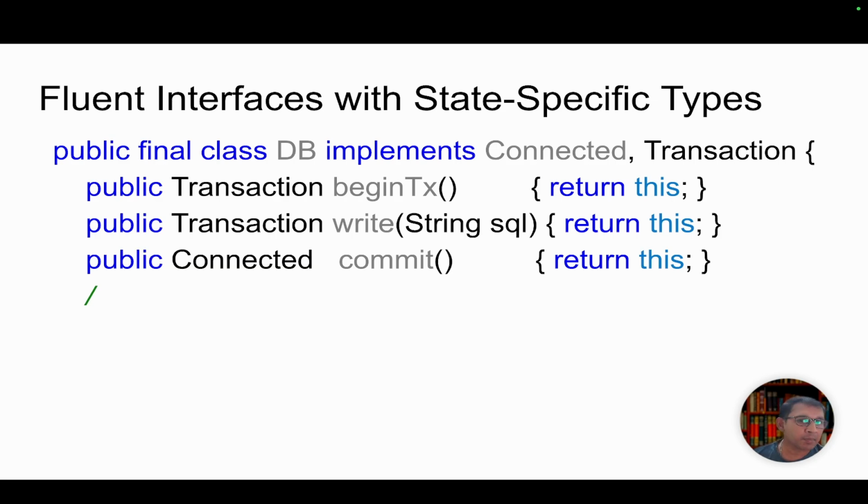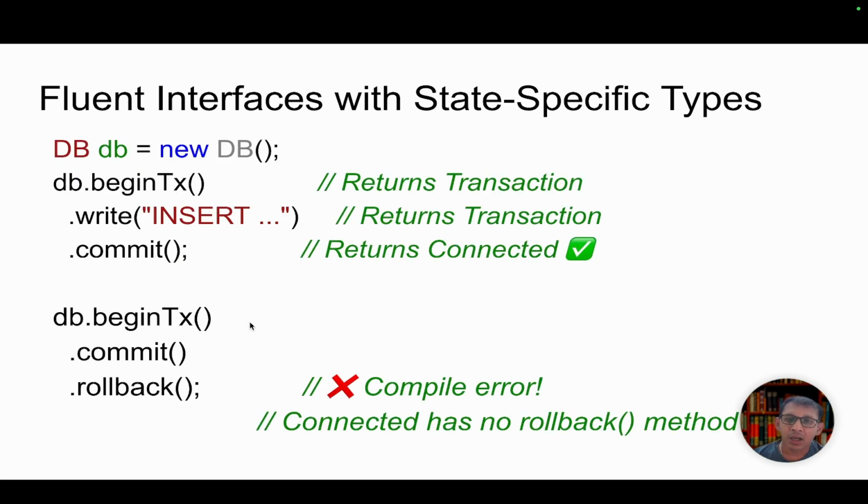When you call begin transaction and get back a transaction reference, you're not getting a different object. You're getting a different view of the same object that exposes only the methods valid in the transaction state. The type system enforces the protocol because once you have a connected reference, the compiler literally cannot see the commit method. It's not part of the connected interface. Similarly, when you have a transaction reference, you cannot call begin transaction again because it's not part of the transaction interface. The protocol violations become compile time errors here.